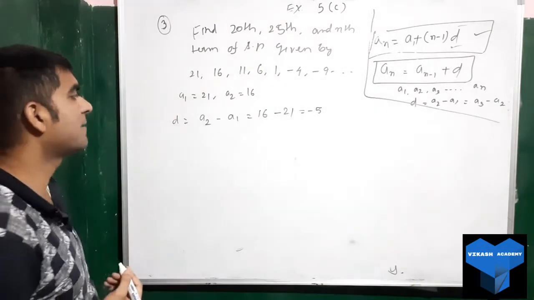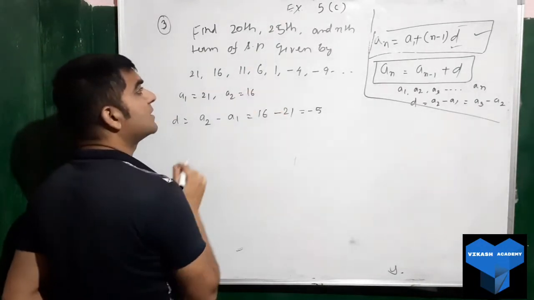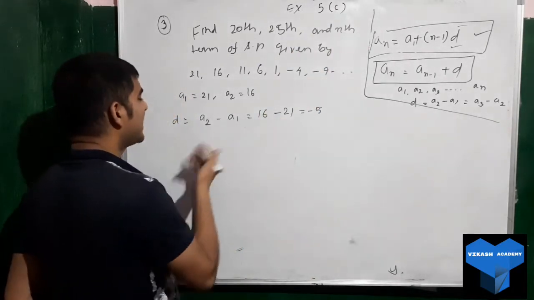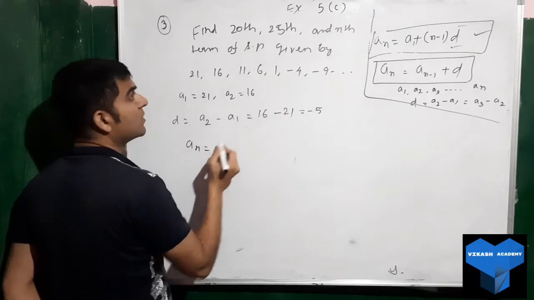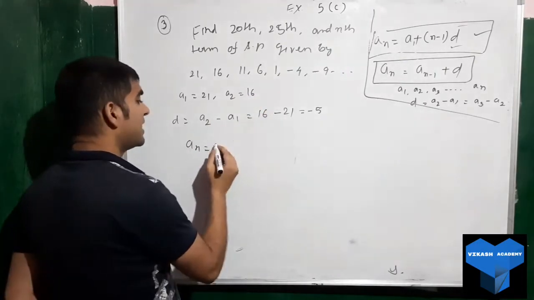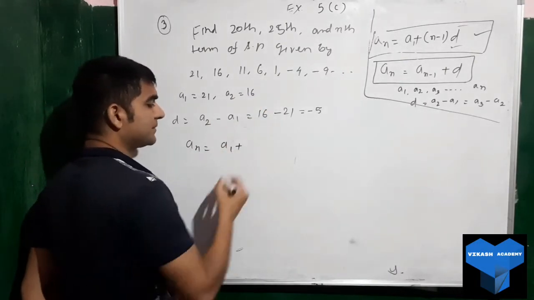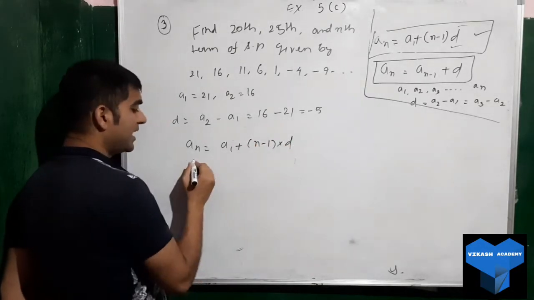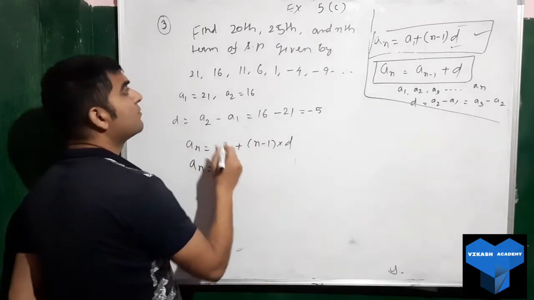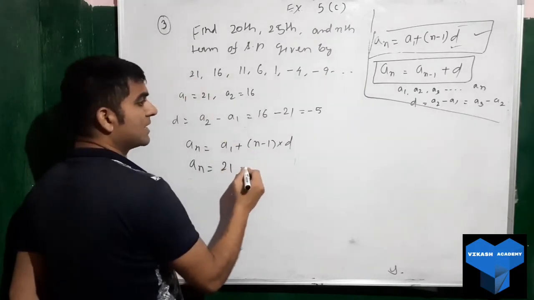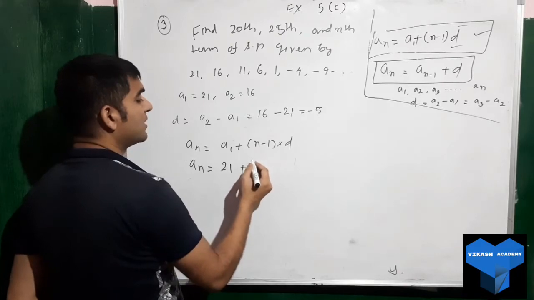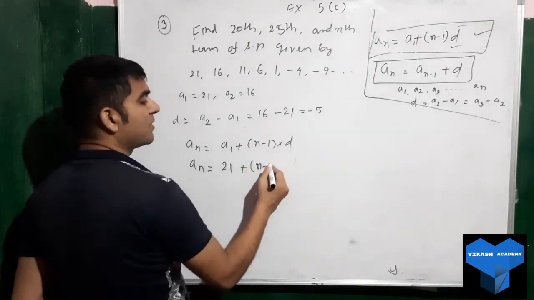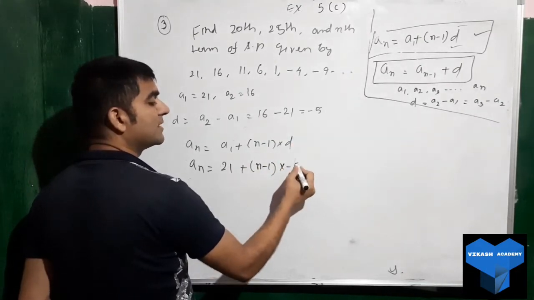Now we have to find the nth term, I will write it as an. So an is A1 plus n minus 1 into d, the same formula we are using. a1 we have 21, plus n minus 1, and d we have minus 5, so put here minus 5.